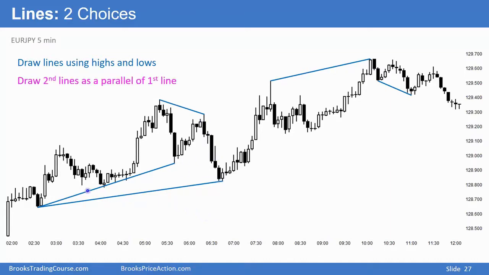Initially, traders might draw a parallel of the first line and then see how the market responds. So they get a bull trend line, create a parallel, and see what the market does. They have a bear trend line, create a parallel, see what the market does. A bull trend line, create a parallel, and see what the market does. A bull channel line, create a parallel, and see what the market does.